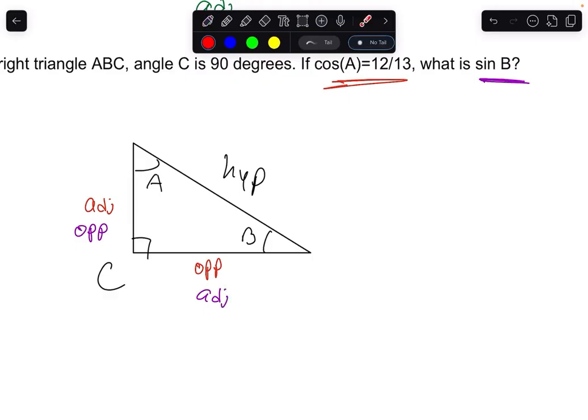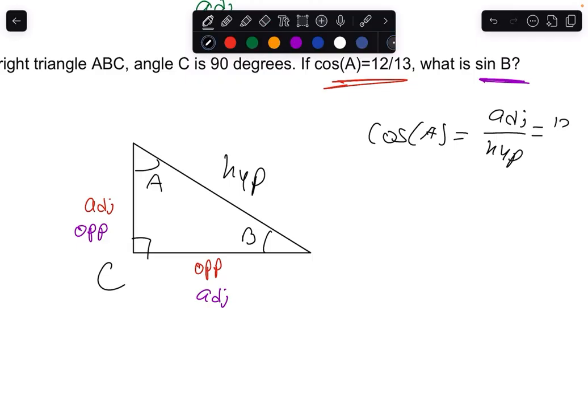So when I asked you to label 12 over 13, we had to label it in reference to cosine of A. By definition, cosine is your adjacent over your hypotenuse, which means your adjacent is 12 and your hypotenuse is 13. So we have this as 13, and the adjacent for A is going to be 12. Why did I say 13? I meant to say 12.